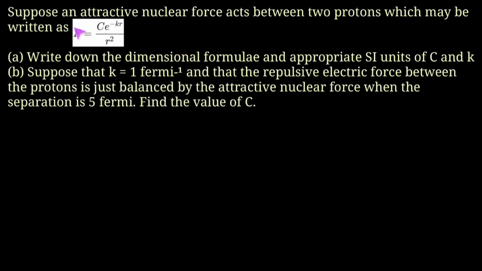This question is, suppose an attractive nuclear force acts between two protons, which may be written as F equals C e power minus Kr, whole divided by r square. And in the first part of the problem, we are asked to find the dimensional formula as well as the SI units for the terms C and K which are used in this nuclear force formula. So let's solve the first part first.